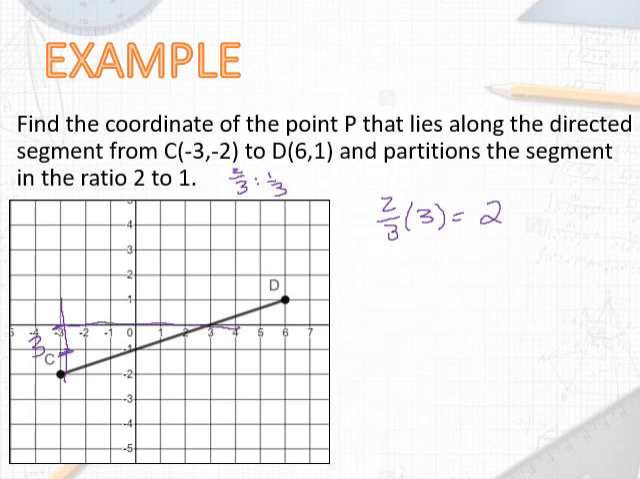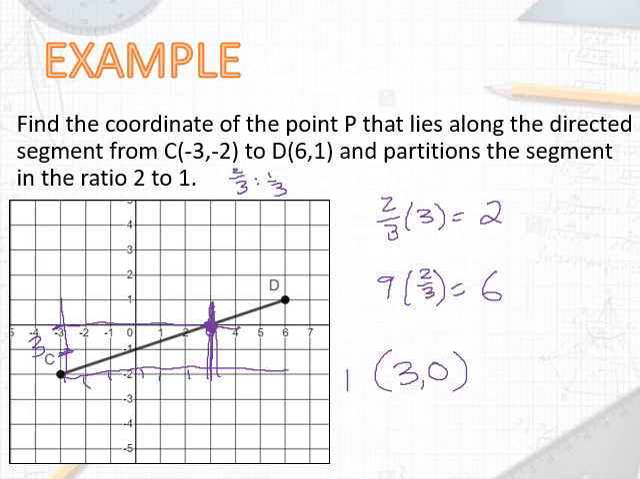Now you can tell the point that partitions the segment has to be on the segment itself. So that means that this must be my coordinate, but let's just double check it with the x value to be sure. So -3 to 6 is 9 units. 2/3 of 9 is 6. Going from C to D, we're counting over 6 units. So 1, 2, 3, 4, 5, 6. And there we go, confirmed. So that will be a coordinate of 3, 0. And this is point P.